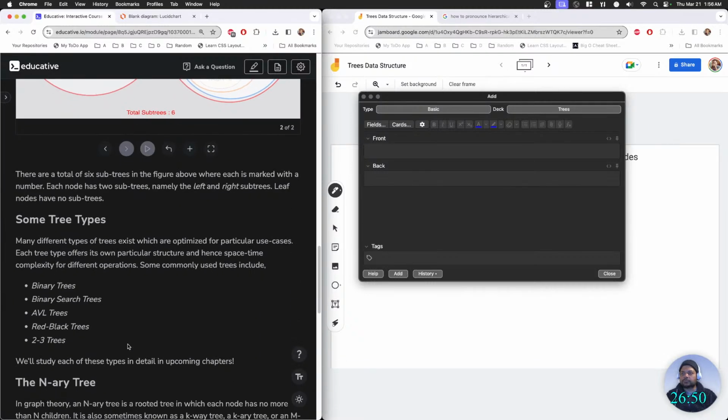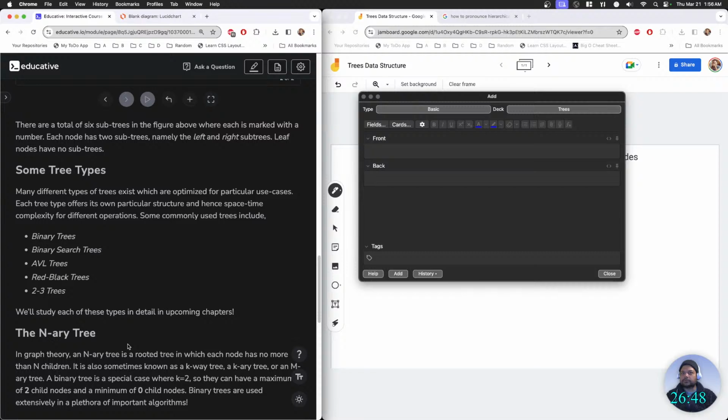Some tree types. Binary trees. Each tree type has its own particular structure and hence space-time complexity for different operations. So these aren't just a bunch of random trees. Each of these do different things and have different space-time and runtime complexities. But right now they emphasize space-time.